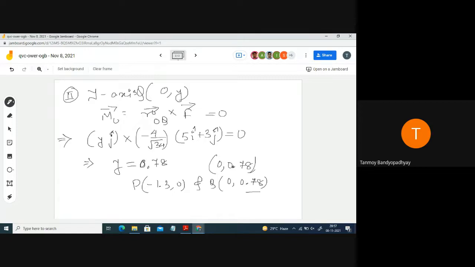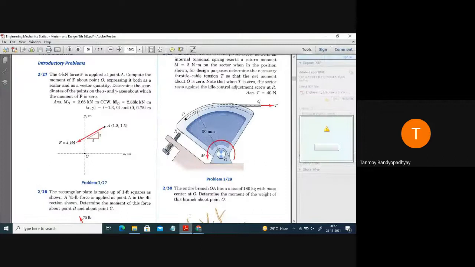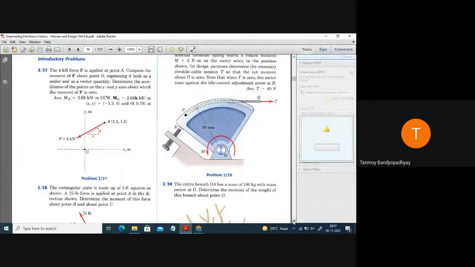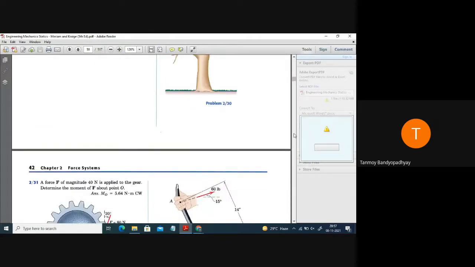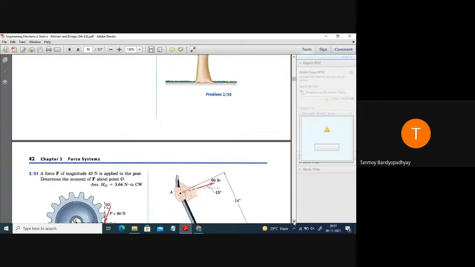Okay? Alright. Let's move to the next problem, 231. So this problem is done. These other ones are not needed; you can do them at home. 228 you can do, 229, 230. These are not required as of now. So let's move to problem number 231.